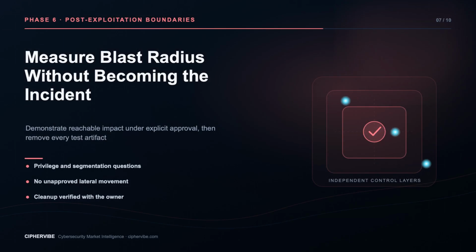Post-exploitation is frequently misunderstood. It does not mean doing everything an attacker could do. It means answering agreed impact questions with minimal risk. Can the validated foothold reach a more privileged role? Does network segmentation prevent access to a protected system? Could one compromised identity affect multiple environments? The rules of engagement decide which questions may be tested and how.